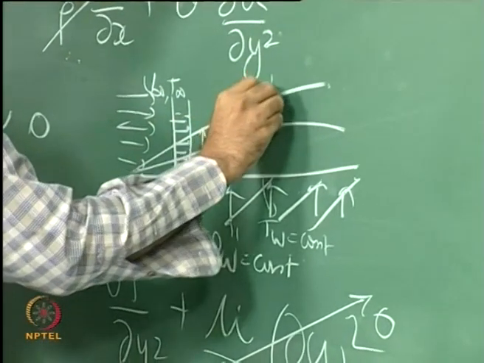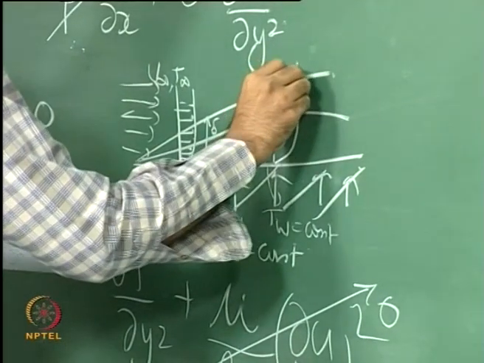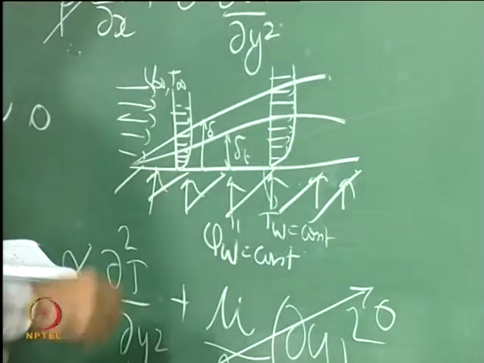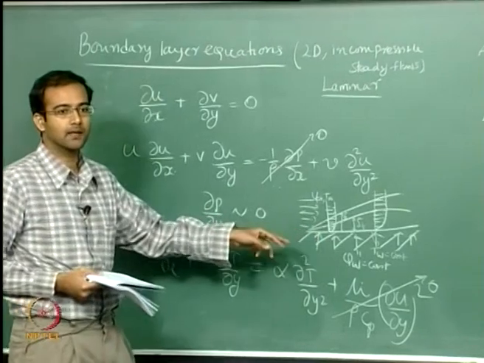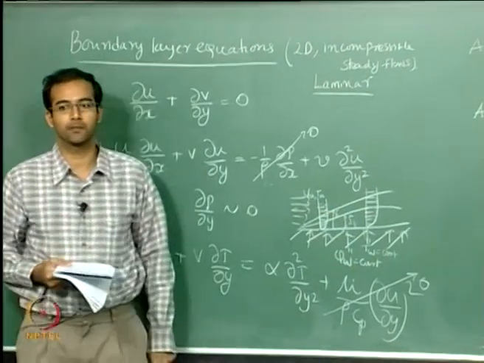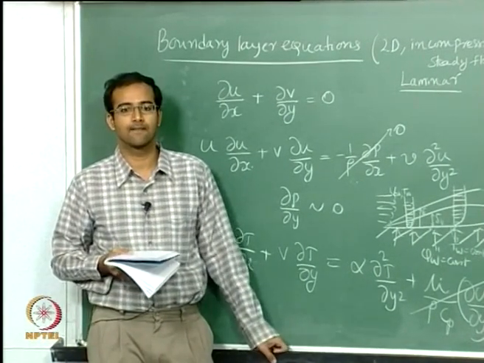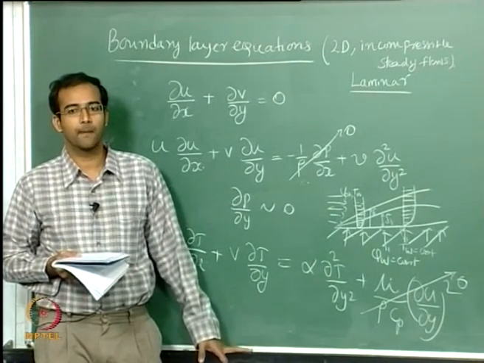If you go a little bit downstream, so if I were to calculate the gradient of velocity at the wall, du by dy, what will happen to this gradient as I go downstream? Will it increase or will it decrease? It will decrease, right? Decrease. Why?